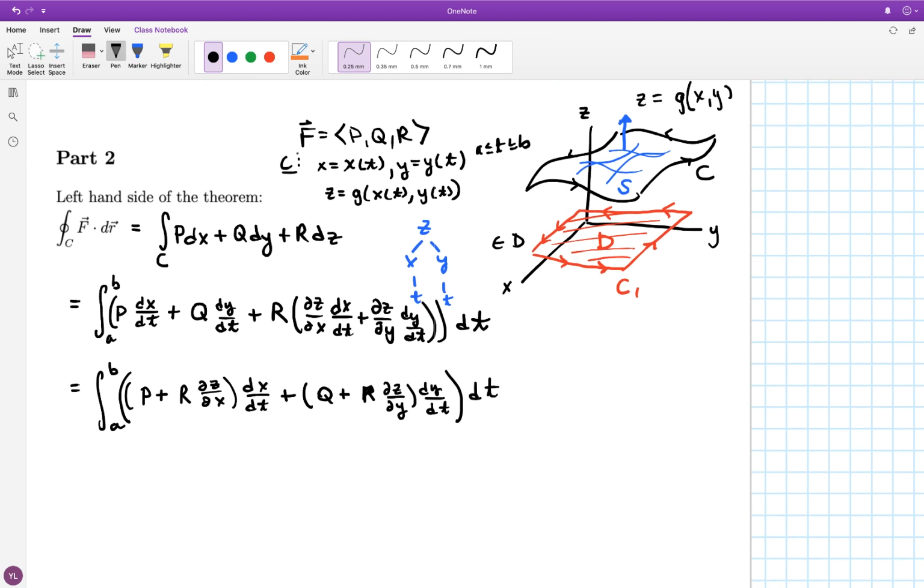Okay, now let's look at it like this. This is a two-variable function depending on x and y, and I have dx/dt dt. So if I just focus on this term alone, this is a line integral over the curve C parameterized this way, of this function dx. And likewise with this term right here, this expression together with the dt forms a line integral of this integrand dy.